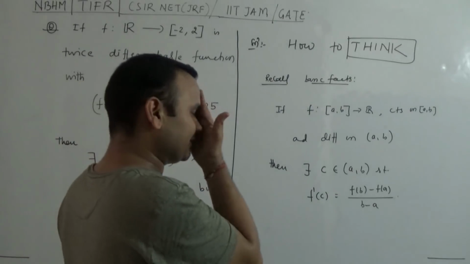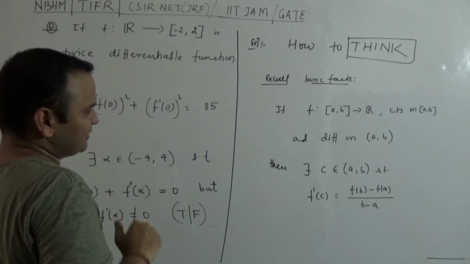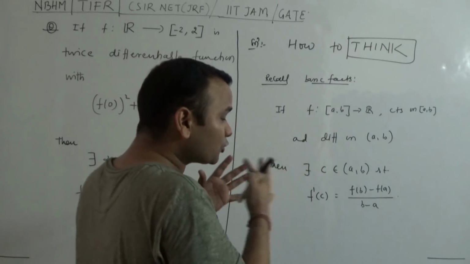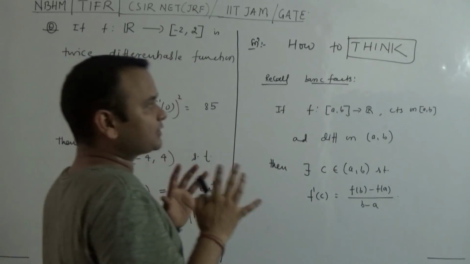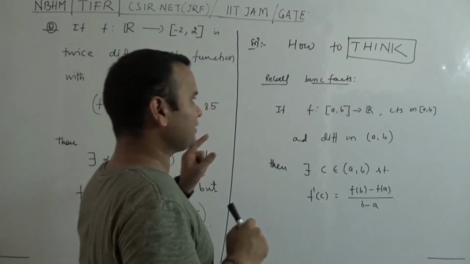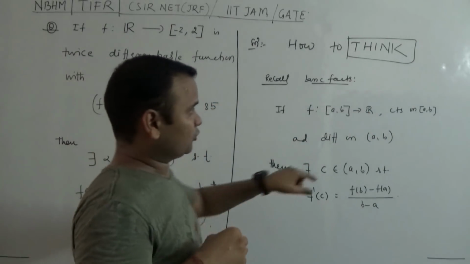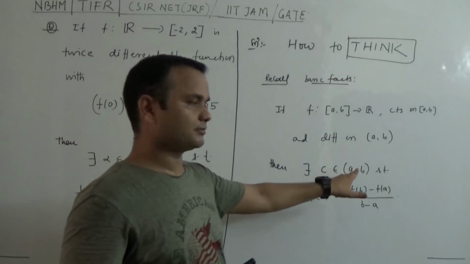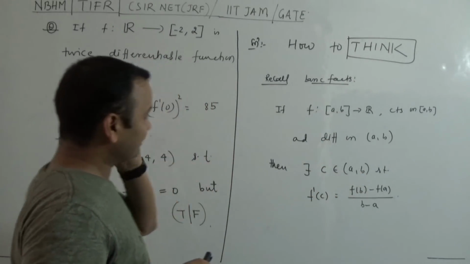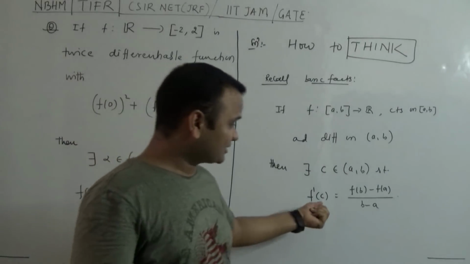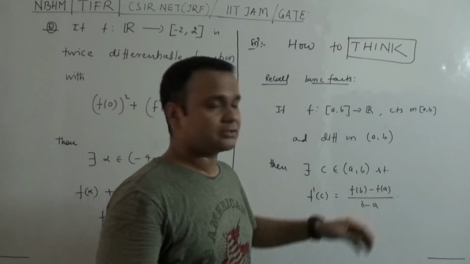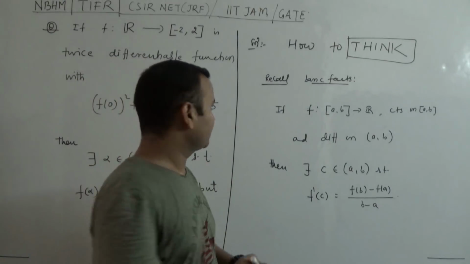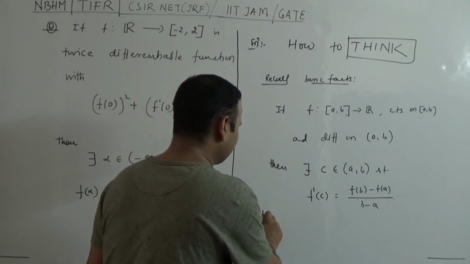So what does Lagrange's mean value theorem state? It says that if you have a function from the closed interval [a, b] to R, that is continuous on the closed interval [a, b] and differentiable on the open interval (a, b), then you are able to find some point c in the open interval (a, b) with the condition that the derivative at c is nothing but the difference quotient of these two. And it is very easy. The proof you can find in any standard book.